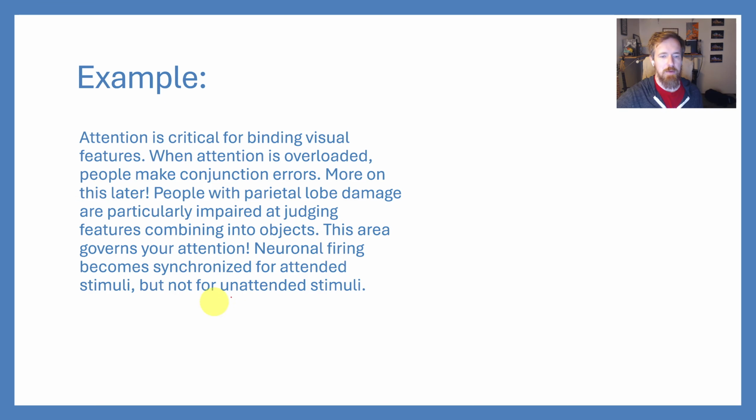So here's an example. Now pay attention to these words here as I go over them. Attention is critical for binding visual features. When attention is overloaded, and this is really important, people make conjunction errors. More on this later. And okay, I will admit that was a trick.